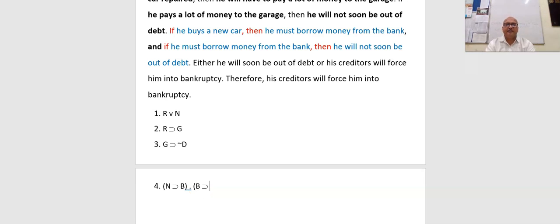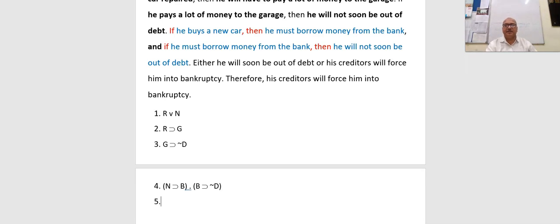Then he will not soon be out of debt. So remember, we have adopted negation of D symbol for this statement, right? He will soon be out of debt is D. He will not soon be out of debt, negation of D. So we have adopted negation of D to symbolize he will not soon be out of debt. So this is the fourth statement.